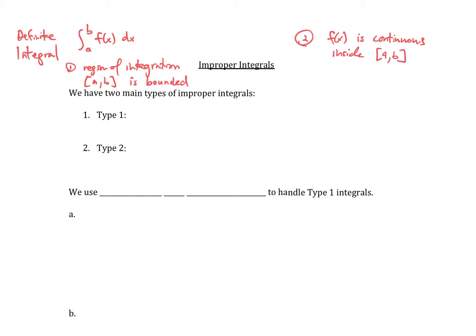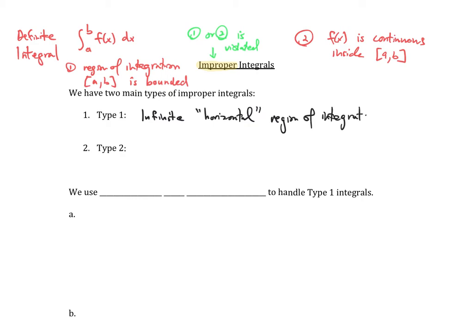Now, this section is about something called improper integrals. What makes an integral improper is that one or two is violated. Okay, so we have two main types of improper integrals. Type 1 is basically you have an infinite, I'm going to put the words horizontal, region of integration. In other words, 1 here is violated. It's not bounded, it's infinite, okay?